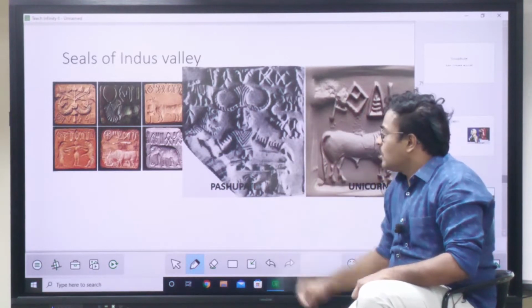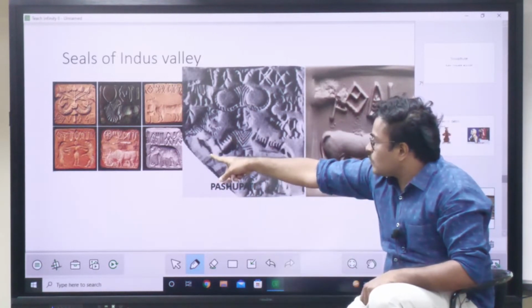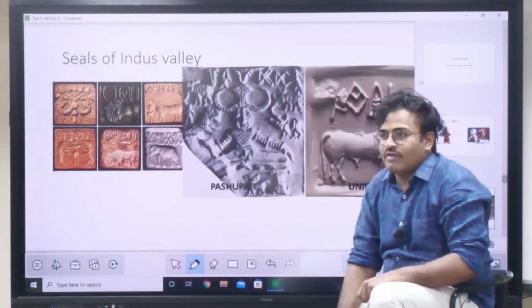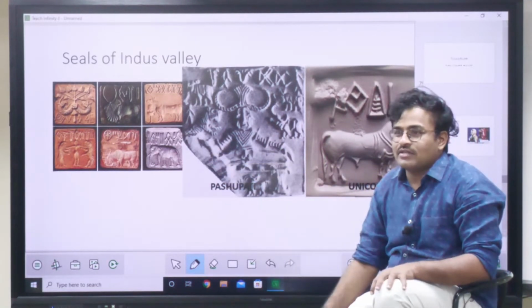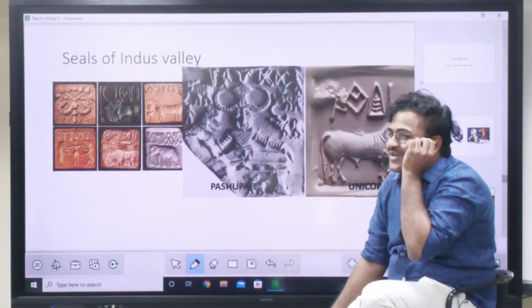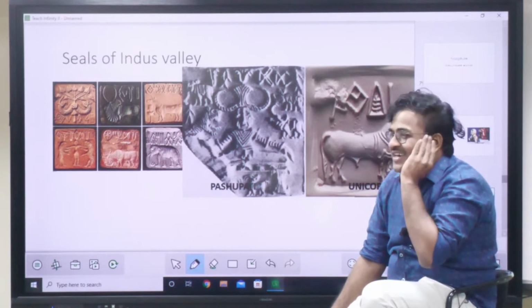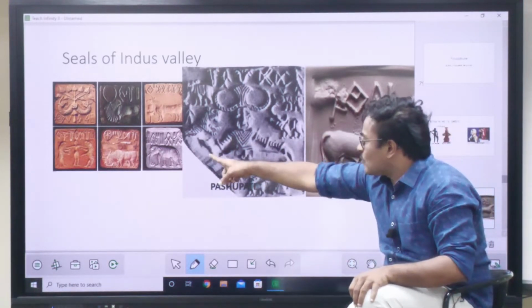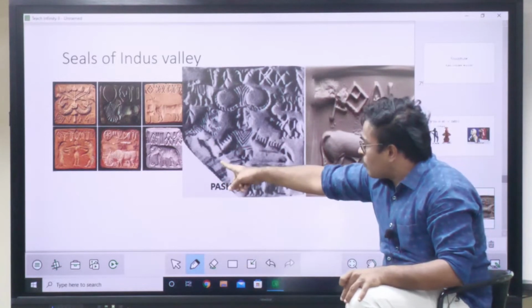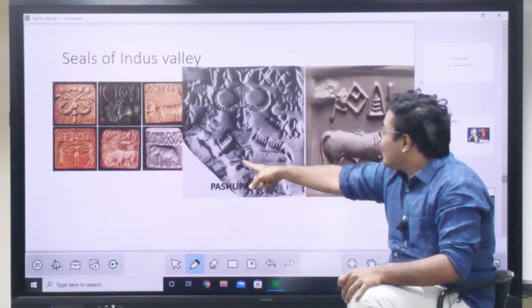Single horn means unicorn. Then this is a very famous image which is known as the image of Gilgamesh, wherein he is fighting with two tigers, just like most South Indian movie actors. So Gilgamesh, two tigers fighting. There is one more bull image, then one more elephant image is there.